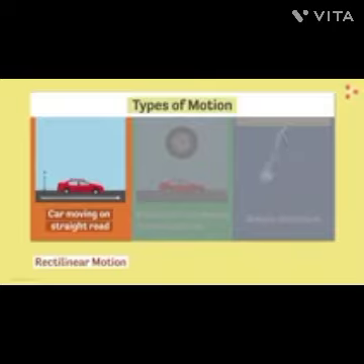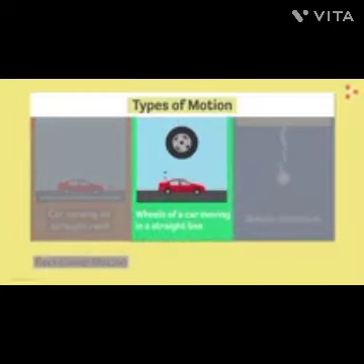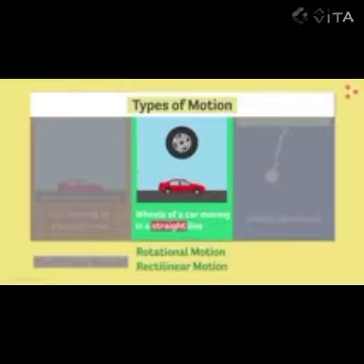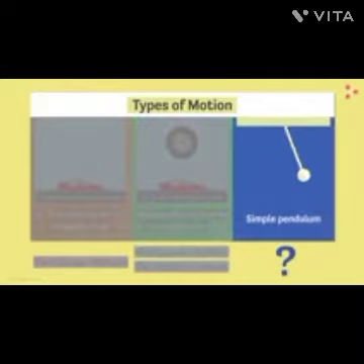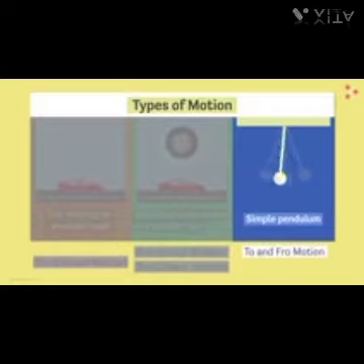The second one is interesting. Most of us would have guessed rectilinear motion after seeing the word straight. Which type of motion are the wheels of an automobile performing? Are they undergoing rotational motion or rectilinear motion, or both? Since the automobile is moving in a straight line, its wheels are undergoing both rectilinear and rotational motion at the same time. What about the simple pendulum? We know that a simple pendulum performs to and fro motion. This to and fro motion repeats itself in equal intervals of time. So it's undergoing periodic motion.